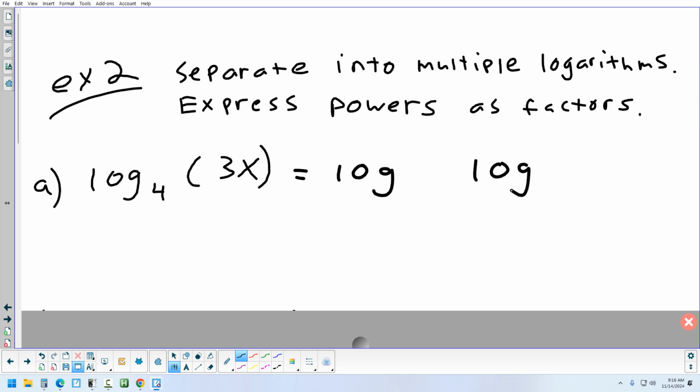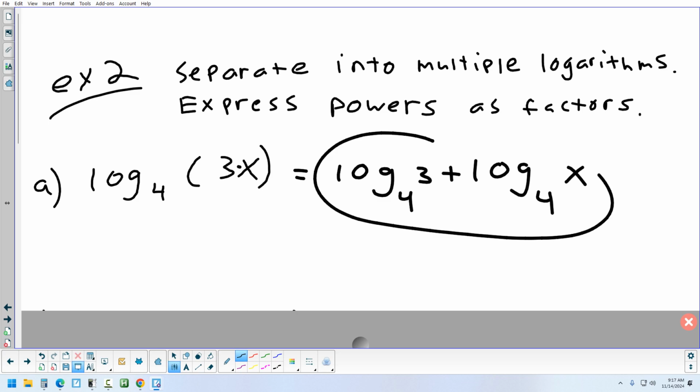Yes? 4. Good. So 4 will be the base on each log. Are we going to be adding these 2 logs together or subtracting them? Adding. We're adding because that's a product. Product turns into addition. What's the argument of my first log? 3. And how about the argument on my second log? X. Perfect, X. And that's all you can do. That's how you split that up into 2 different logs.